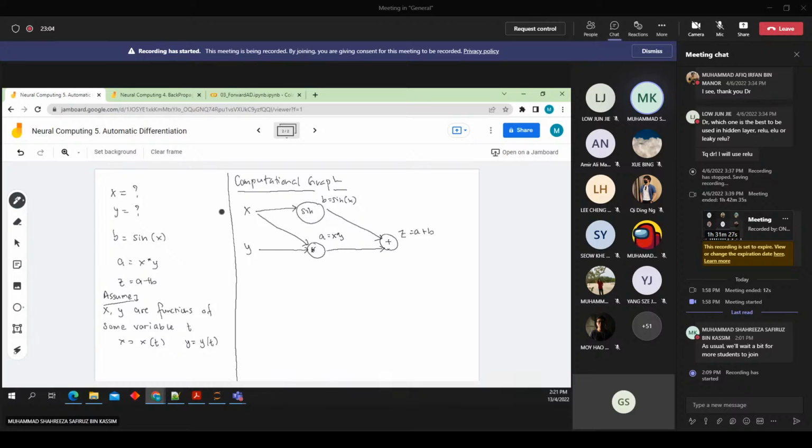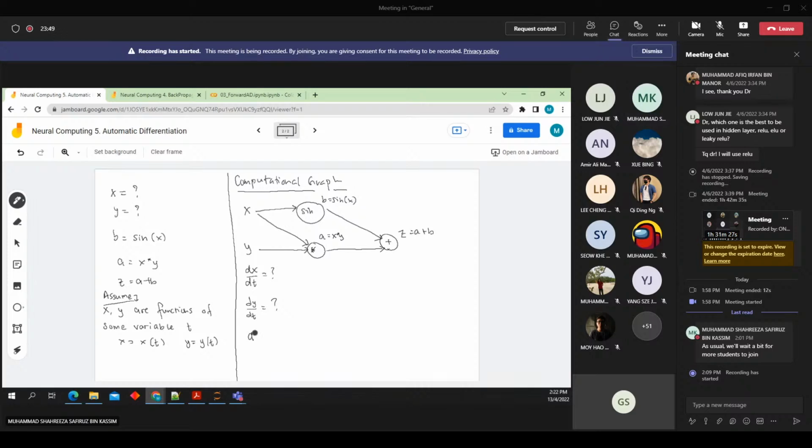Now we want to take the derivatives. Since we have x, y, b, a, and z, we'll take the derivative dx of dt, which we don't know, because we don't know what the function is. We're just assuming it's a function of some variable t. It can be x equals t squared or x equals 2t, whatever. We just assume that this is a function of some variable t, like a placeholder. And then you have dy of dt, which we don't know as well.